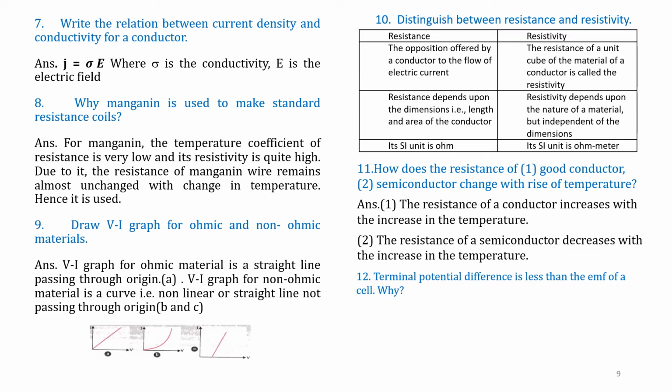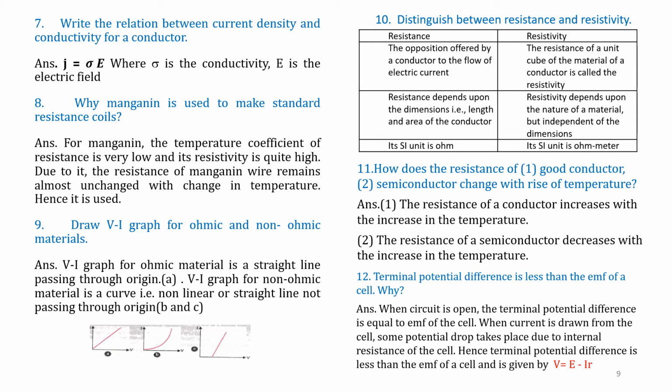Question number 12. Terminal potential difference is less than the EMF of a cell. Why? When the circuit is open, the terminal potential difference is equal to the EMF. When current is drawn from the cell, some potential drop takes place due to the internal resistance of the cell. Hence, the terminal potential difference is less than the EMF of the cell, and it is given by the equation V is equal to E minus I into r.